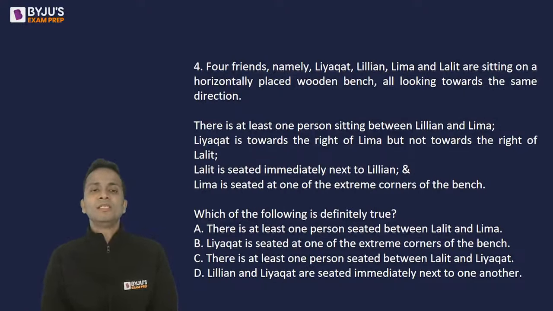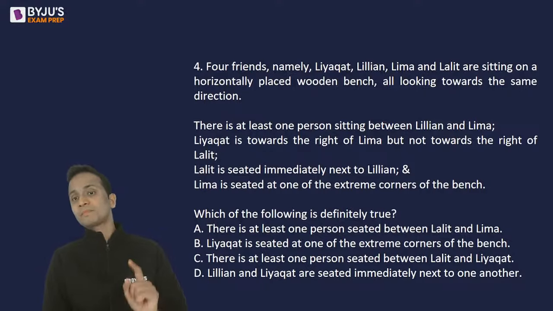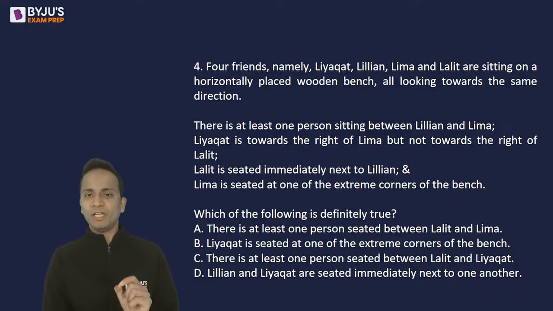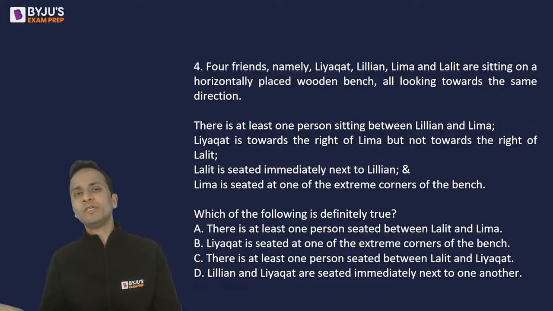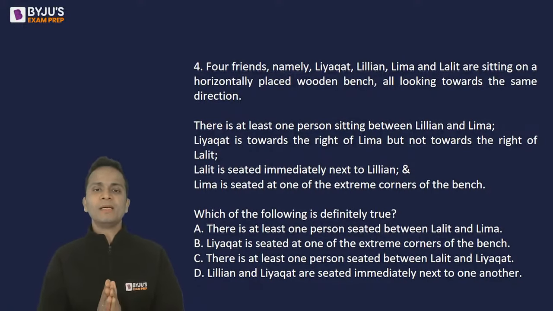Okay. So the statements are: there is at least one person sitting between Lillian and Lima. Liaquat is towards the right of Lima, but not towards the right of Lalit. So if it is not towards the right, then it has to be towards the left. Okay. Lalit is seated immediately next to Lillian and Lima is seated at one of the extreme corners of the bench.